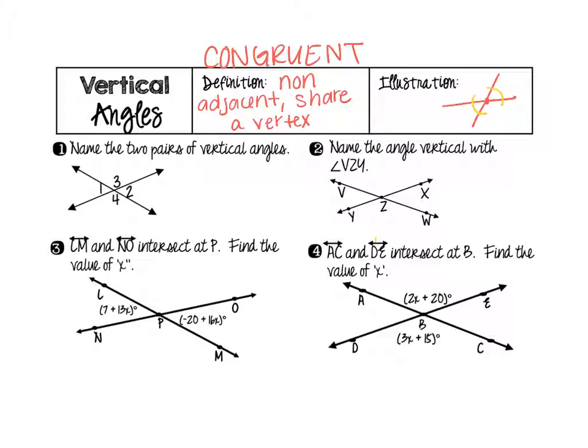So number 1 and number 2 just focus on naming vertical angles. So try those on your own. And then we'll go over them. So looking at number 1, it wants 2 pairs of vertical angles. So if I look at angle 1, the angle that would be vertical to that is angle 2. So angle 1 and angle 2 is one set. And then if I look at angle 4, its vertical angle would be angle 3.